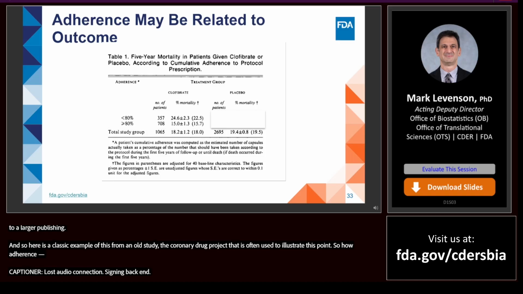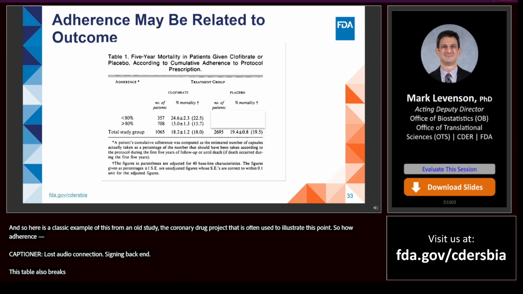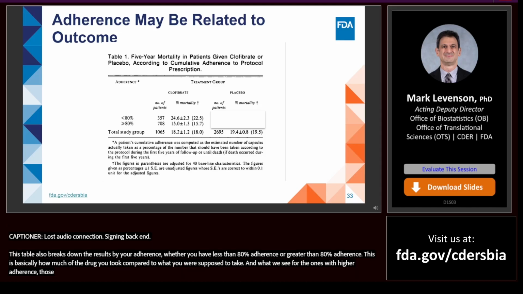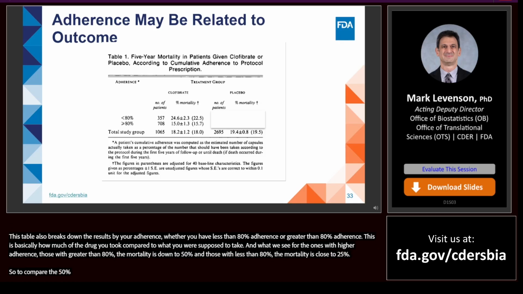But there's actually more to this table than I showed you initially. This table also breaks down the results by your adherence, whether you have less than 80% adherence or greater than 80% adherence. This is basically how much of the drug you took compared to what you were supposed to take. And what we see for the ones with higher adherence, those with greater than 80%, the mortality is down to 15%. And those with less than 80%, the mortality is close to 25%. So if you compare that 15% of the adherers, the people who actually took the drug a reasonable amount of time, to the placebo amount, it looks like the drug has an effect.